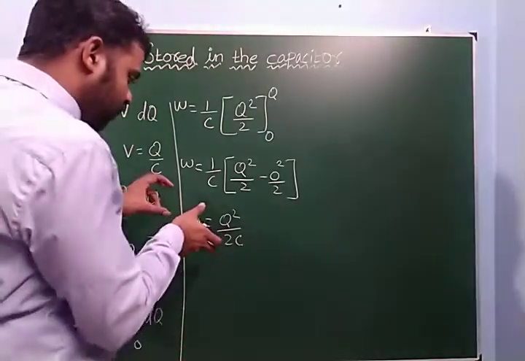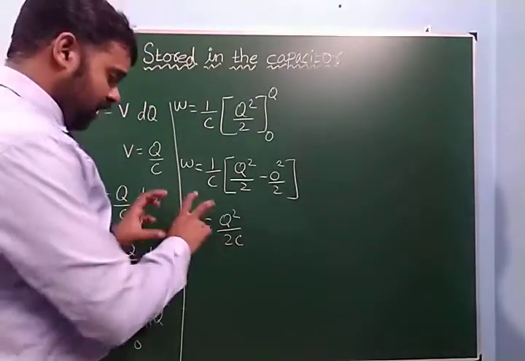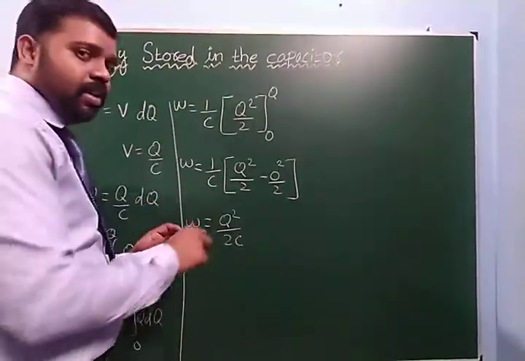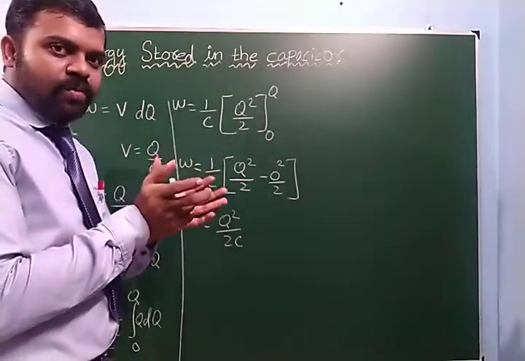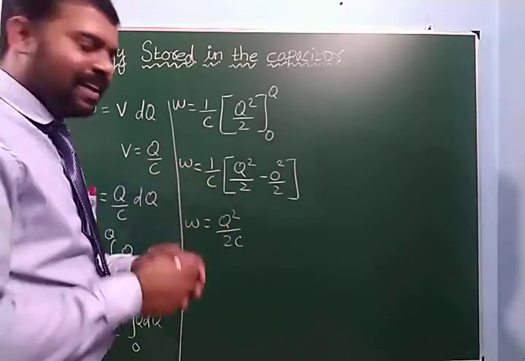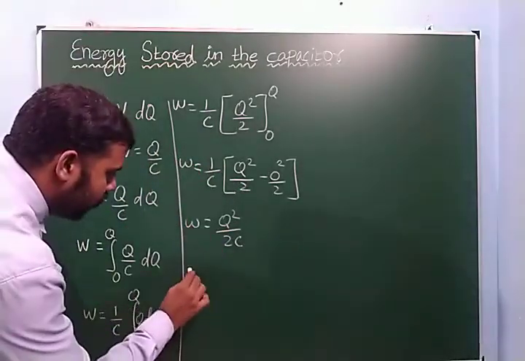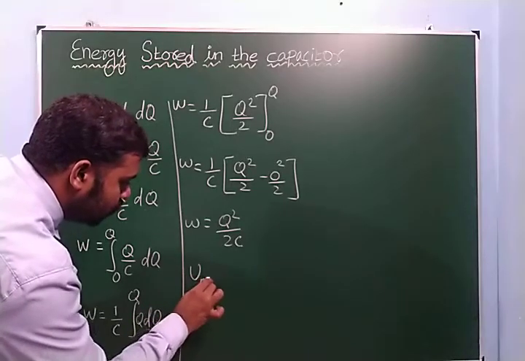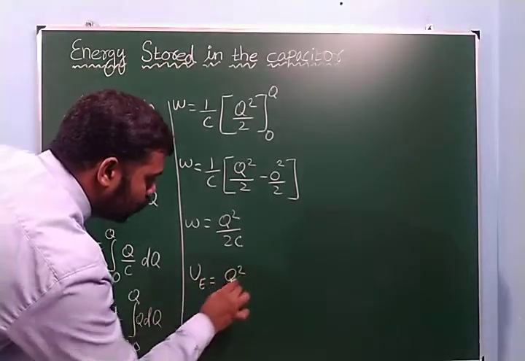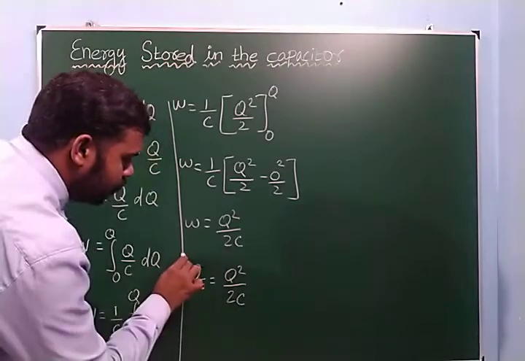So this much work is done by the battery to store the charges. The charges are stored in the form of electrostatic energy in the capacitor. So the work done is converted into electrostatic energy. So it is equal to Q square by 2C.